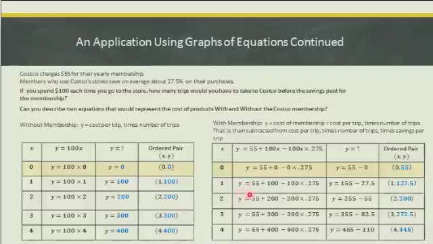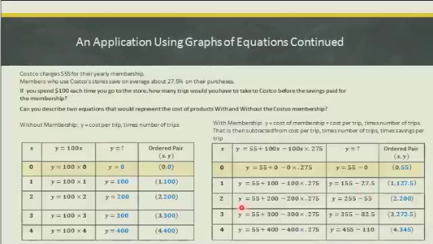If we go 1 time, y equals 55 plus 1 times 100 is 100, minus 1 times 100 is 100, times 0.275. So 55 plus 100 is 155. 100 times 0.275 is 27.5. So 155 minus 27.5 is 127.5. So the number of trips is 1, and the total amount you've spent so far is 127.5. So you spent $55 on the membership, but you also saved $27.5 on this one trip.